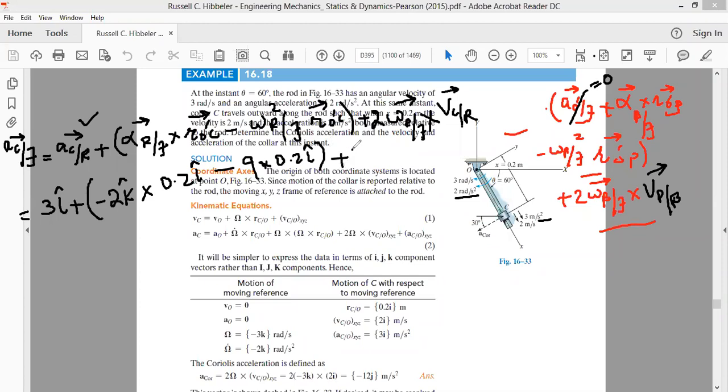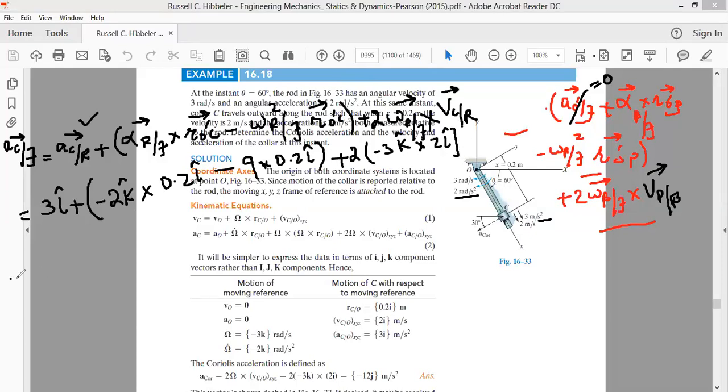plus twice angular velocity of rod with respect to ground. That's equal to how much? The angular velocity of rod with respect to ground is equal to minus 3k cap. Cross product with, this is important, velocity of collar with respect to rod. The velocity of the collar with respect to rod is equal to how much? That's equal to 2 meter per second along x-axis. So it will be 2i cap.